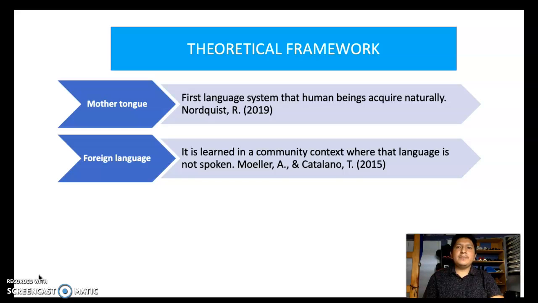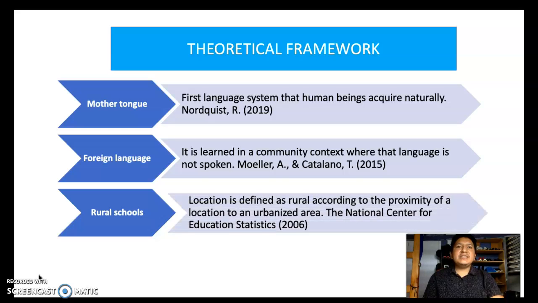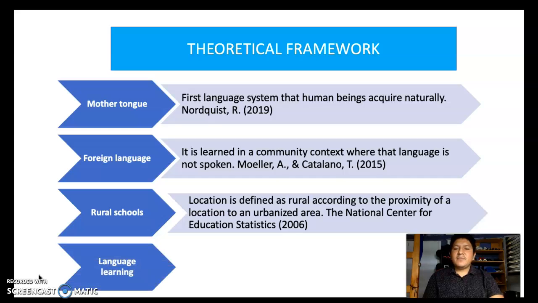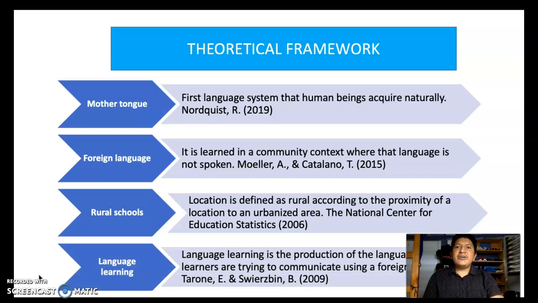For the definition of rural school, the National Center for Education Statistics said that a location is defined as rural according to the proximity of a location to an urbanized area. For the definition of language learning, Theron and Swavin mentioned that it is the production of the language when learners are trying to communicate using a foreign language.